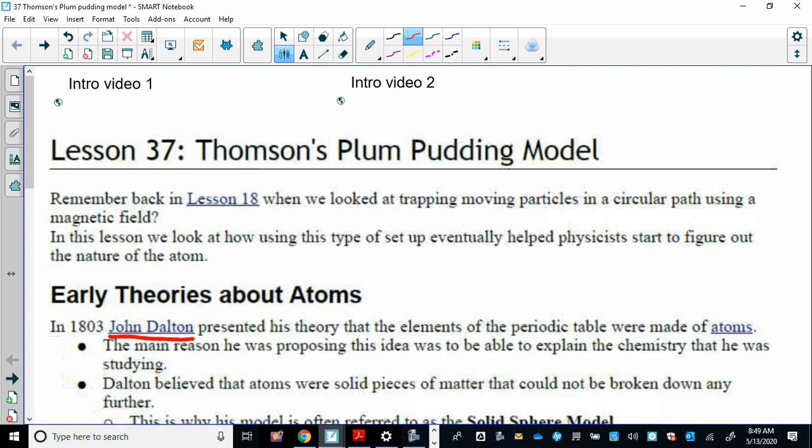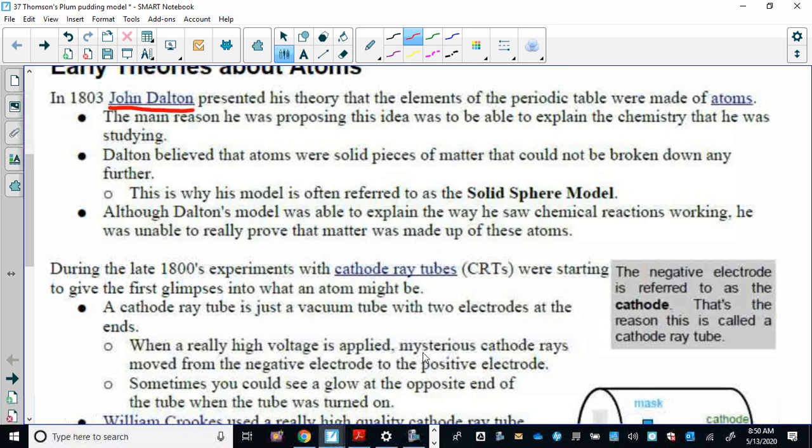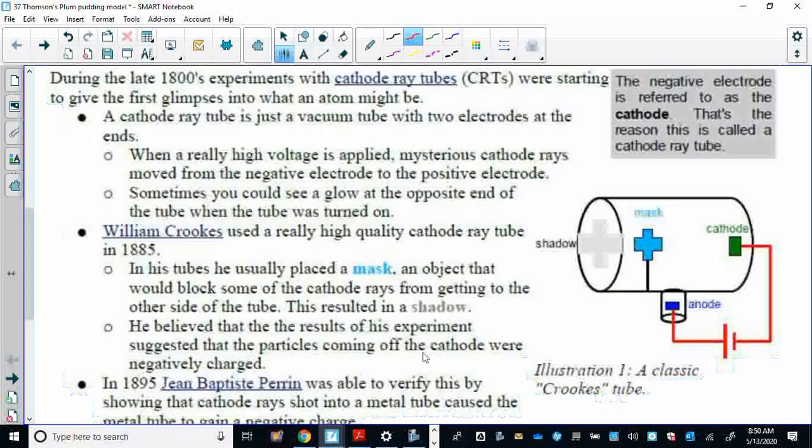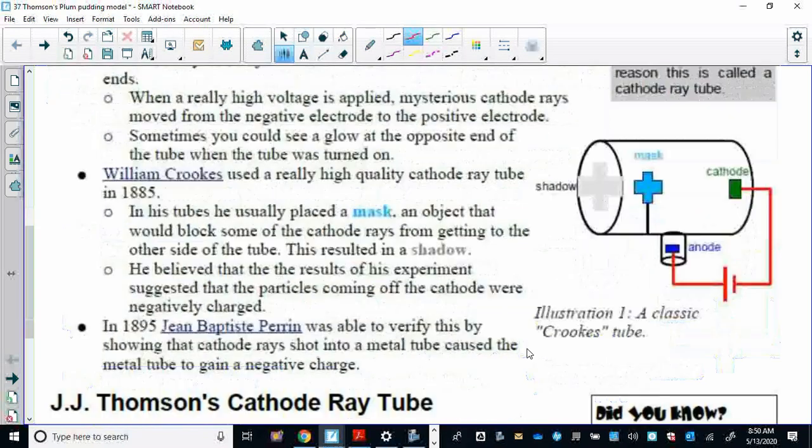And John Dalton is simply saying that elements are made up of atoms, and an atom is just like that. That's what an atom is. It's just a single unit of material, and it cannot be broken down into anything else. We know that's not quite the case anymore, but that was the early atomic theory by John Dalton. And then some of these other physicists like William Crookes and J.J.